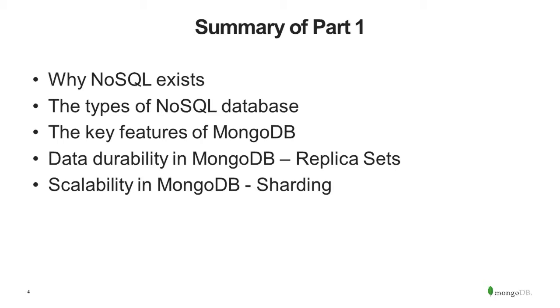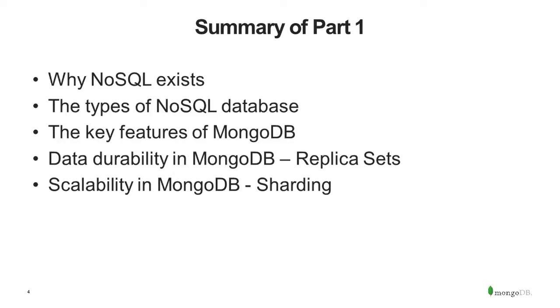We then talked about key value stores, graph stores, wide column stores, and document stores, so that people would understand the full taxonomy of the kinds of NoSQL databases you'll come across. And then we focused on some of the key features of MongoDB. And we finished up talking about 2 key aspects of MongoDB that will become very important as you move into production: the use of replica sets for durability and the use of sharding for scalability.